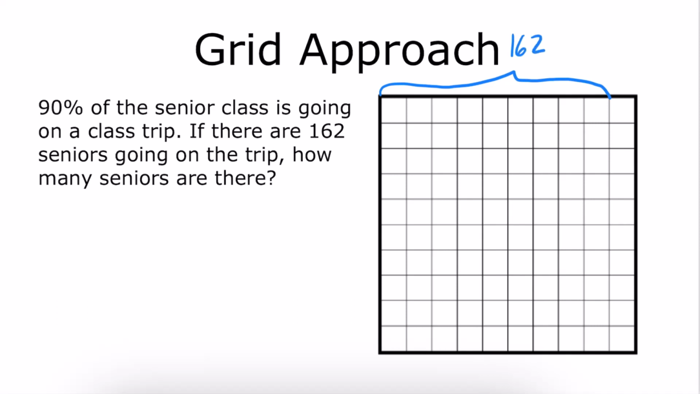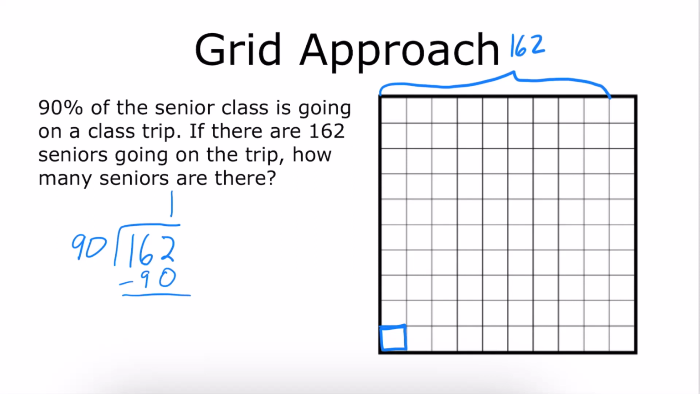And so we say, okay, how much does each box represent if 90 boxes corresponds to 162 seniors? So I can figure this out by doing 162 divided by 90. And when I divide 162 by 90, 90 doesn't go into 1, and it also doesn't go into 16, but it goes into 162 once. And so that would take care of 90.